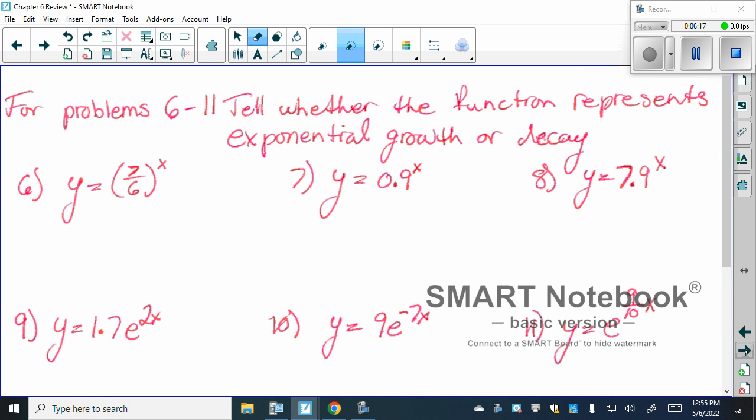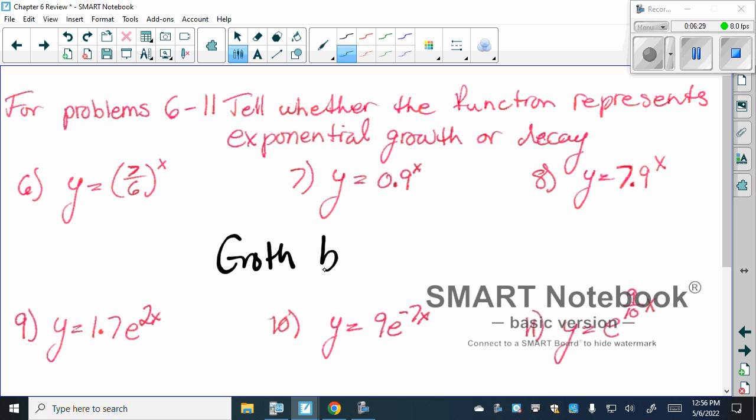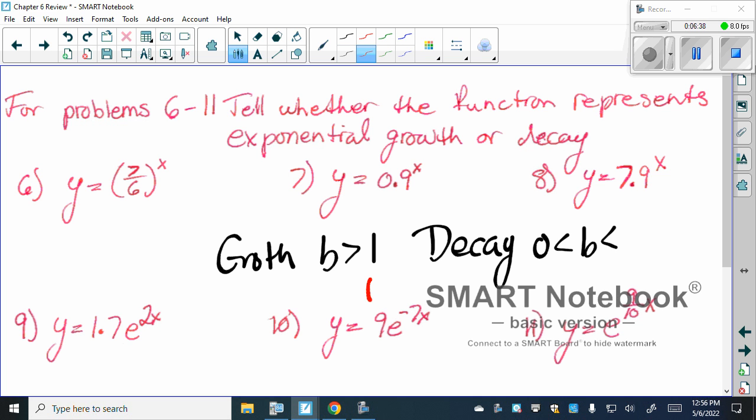All right, guys, let's look at 6 through 11. Tell whether the function represents exponential growth or exponential decay. With 6 through 8, it's considered exponential growth if the value b is greater than 1, and exponential decay if the value of b is between 0 and 1. We're doing this based off the equation y equals b to the x.